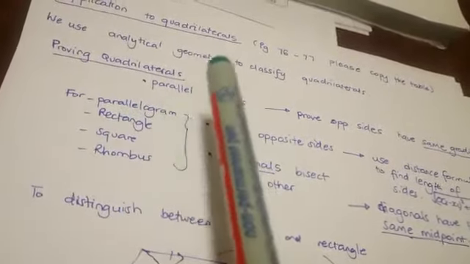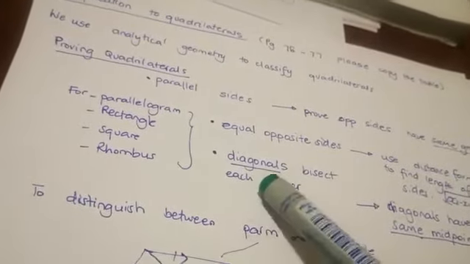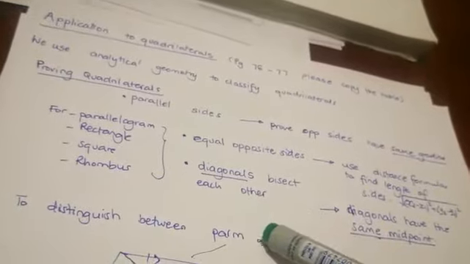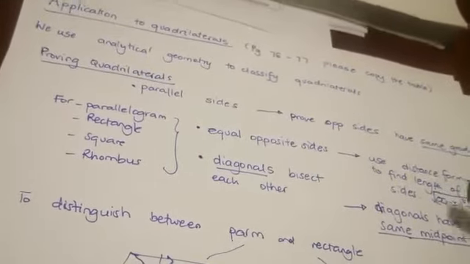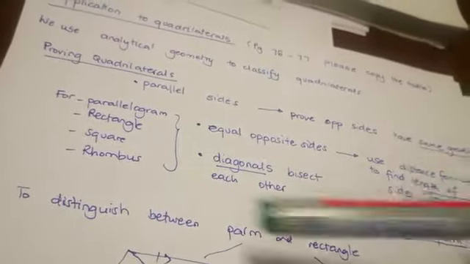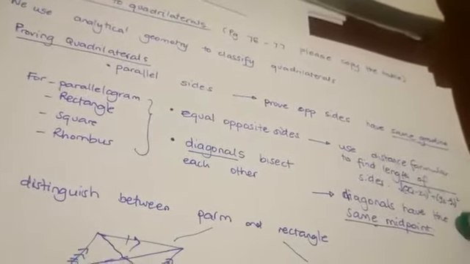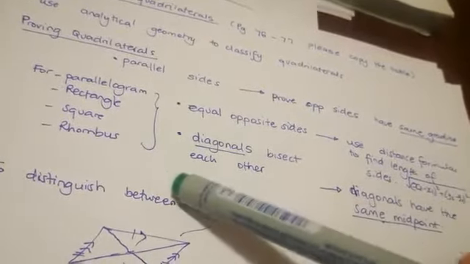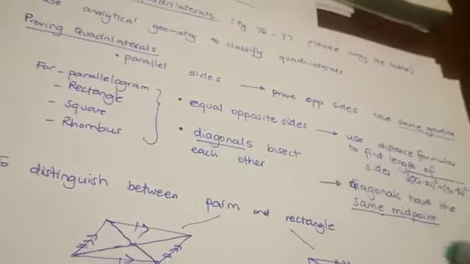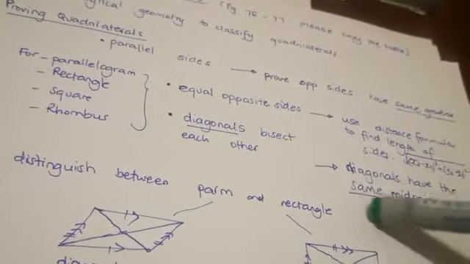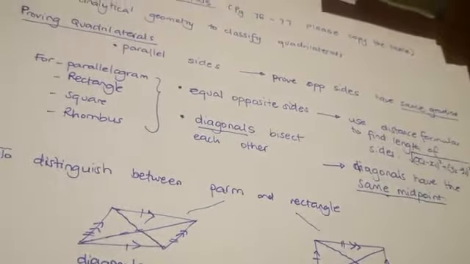Then for the rectangle, square and rhombus, opposite sides are equal, so we use the distance formula to find the length of the sides. Also, diagonals bisect each other, so we must show that they have the same midpoint. It is very important to remember this part as well.